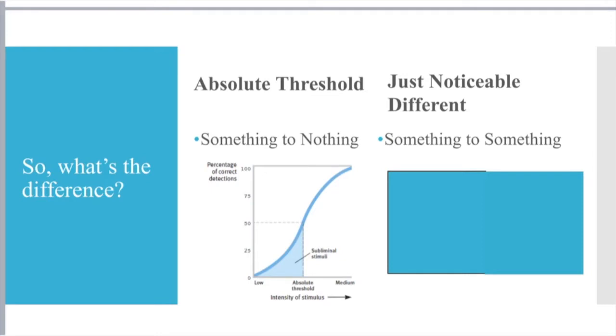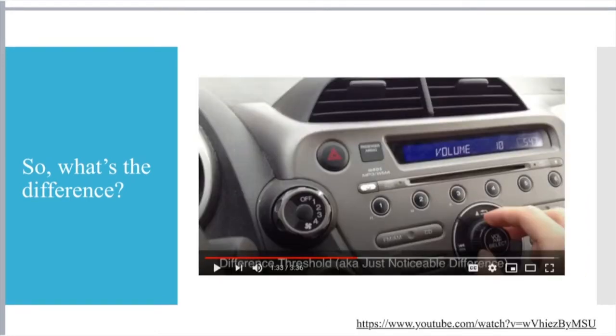Looking at absolute threshold and just noticeable difference: absolute threshold is going from nothing to something, from when you can't hear anything to the first time you can hear the beep. Whereas the just noticeable difference is whether you can tell the difference between these two colors. Again, you might not be able to, but there is a difference: it's 1% of a shade darker. So that's absolute threshold versus just noticeable difference. We're going to watch a quick video that gives you insight into what exactly that difference is so that you can remember absolute versus difference threshold.